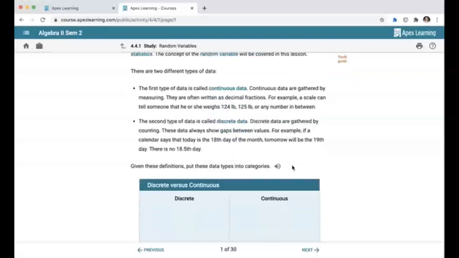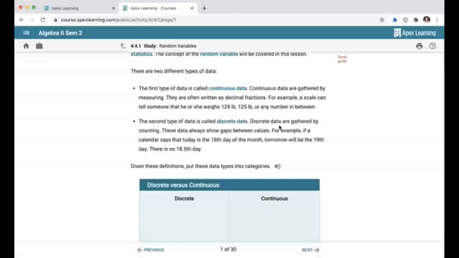Okay, so looking at our data, there are 2 types. There's continuous and there's discrete, all right? Continuous is often written as decimal fractions, right? They use something like weight here. You can weigh anywhere between 124 and 125. You might weigh 124.5. Or height is another example of continuous data.